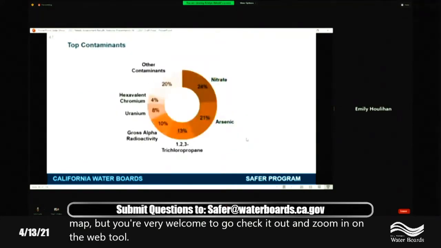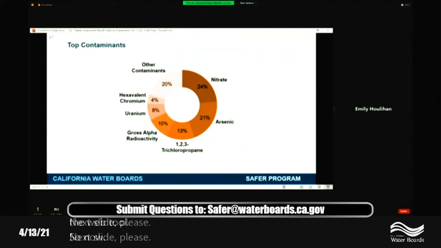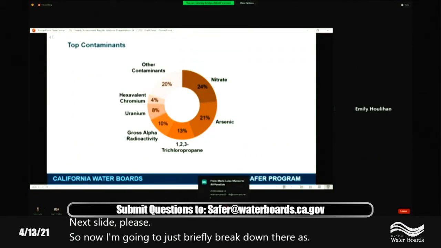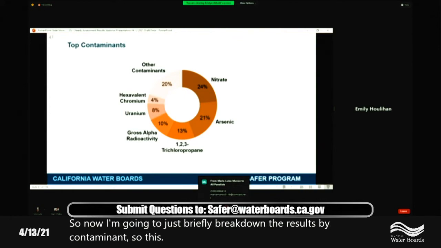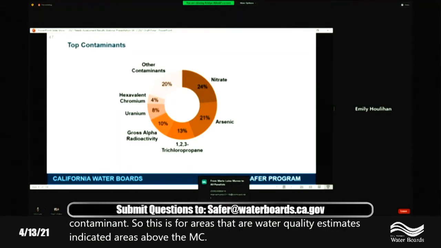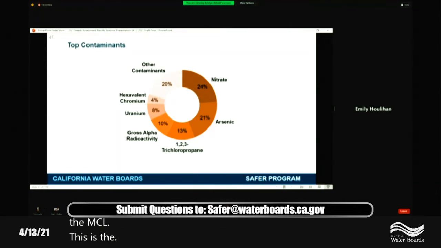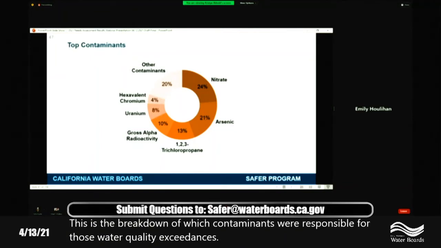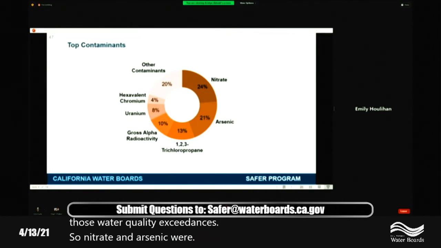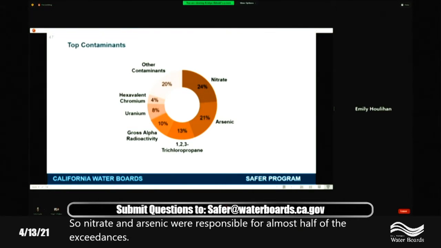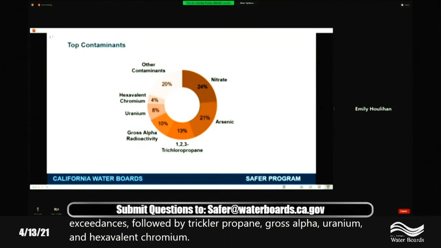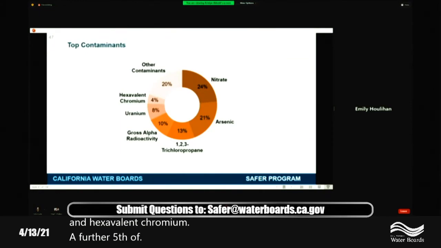Next slide, please. So now I'm going to just briefly break down the results by contaminant. So this is for areas that our water quality estimates indicated areas above the MCL, so where estimates were above the MCL. This is the breakdown of which contaminants were responsible for those water quality exceedances. So nitrate and arsenic were responsible for almost half of the exceedances, followed by trichloropropane, gross alpha, uranium, and hexavalent chromium. A further fifth of other exceedances were caused by other contaminants.